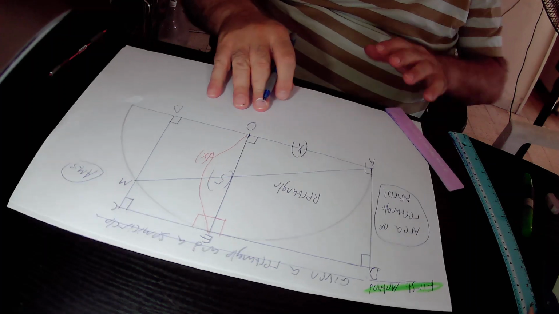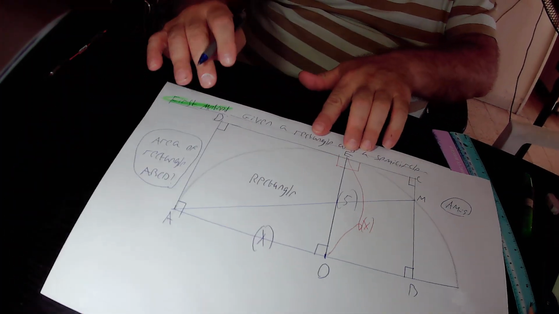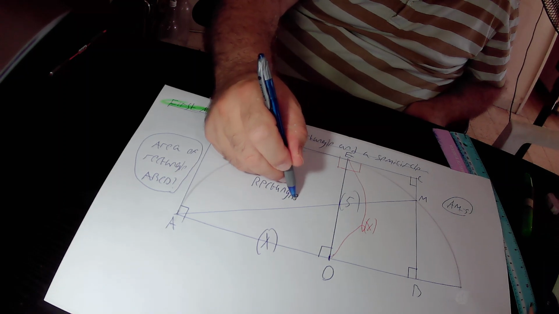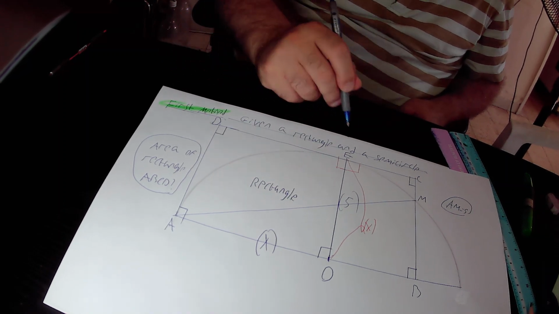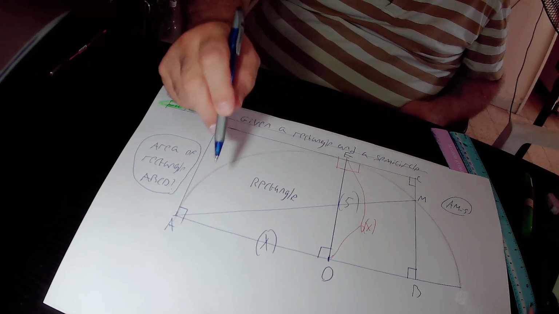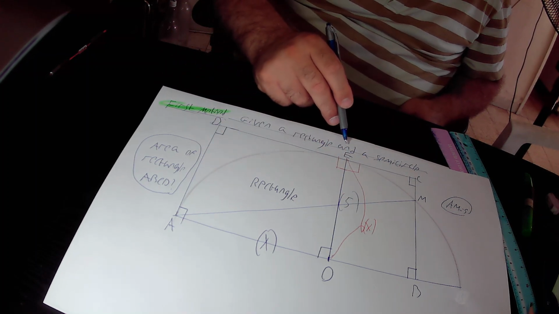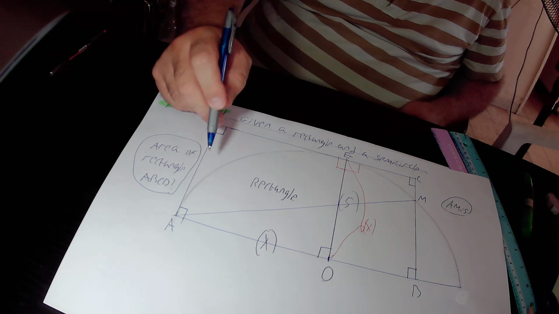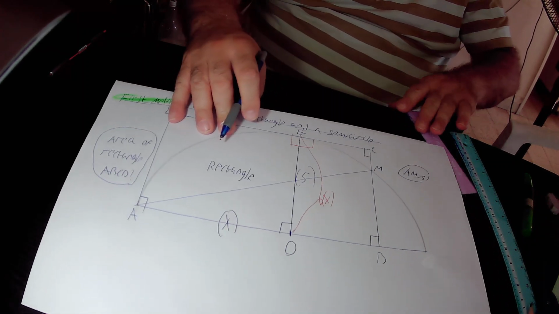But we also know that the opposite sides of a rectangle are equal to each other. So in rectangle DEOA, side EO must be equal to the opposite side DA. But EO is x, the radius of the semicircle, therefore DA must also be equal to x units in its length.